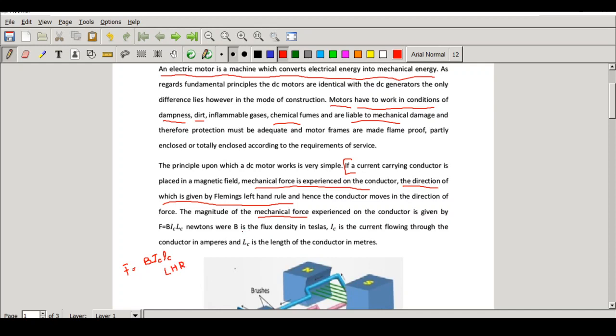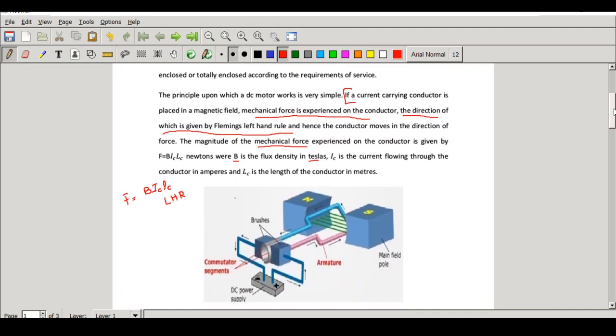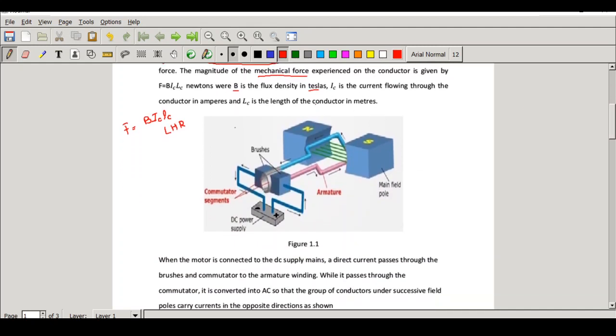Okay, now already we have learned that flux density is measured in Tesla, and you know current in amperes and length in meters. So this is the basic principle of DC motor, but we will further analyze the working. Okay, here you can see the field poles, north and south poles, and of course here we will be keeping some conductors. Okay, that you call it as field windings.